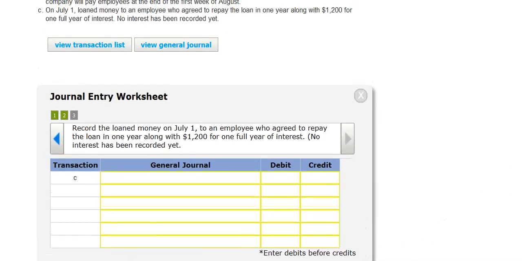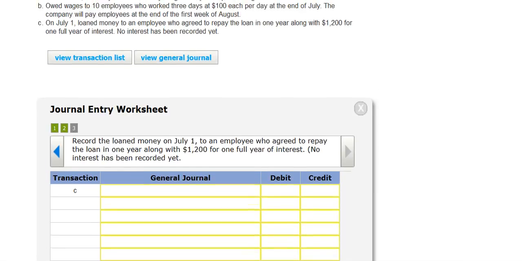And our third and final journal entry is on July 1st, we loaned money to an employee who agreed to repay the loan in 1 year, along with $1,200 for 1 full year's worth of interest. No interest has been recorded yet. So what we're going to do is take that $1,200 and divide by 12 months because the loan will be repaid in 1 year, and we're going to show that we earned 1 month's worth of interest.